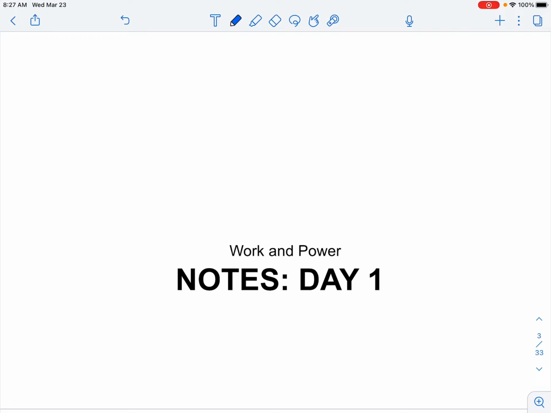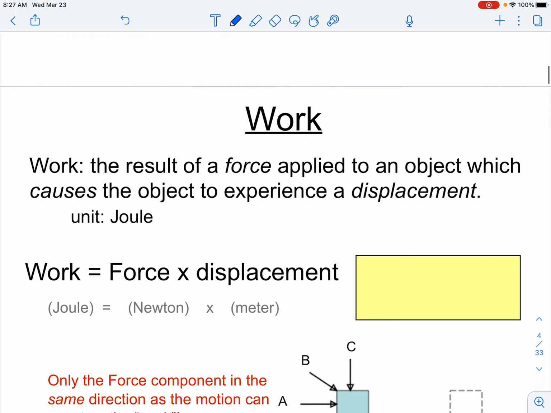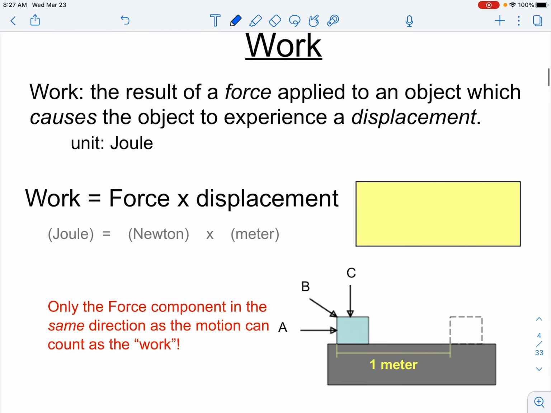All right, we are going to do a brief little review of the words work and power. Work is defined as the result of a force that's applied to an object which causes the object to experience a displacement. Or more appropriately, it's a force that is applied along the same axis as the displacement of the object. So both the force and the displacement need to be vertical, or both need to be horizontal.